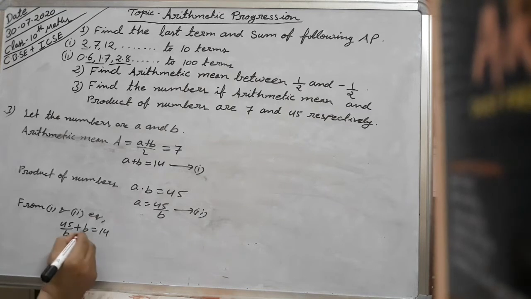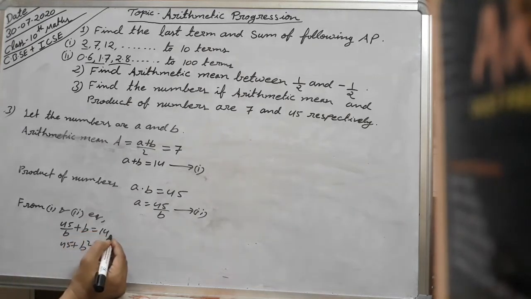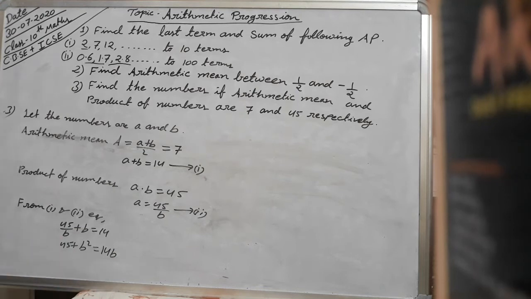Or 45 plus B into B, B square, is equal to, B will be taken as common, and it goes from denominator to numerator by cross multiplication. You will get 14B. Now, by seeing this equation, what are you thinking? It is a quadratic equation, because the highest degree of the terms is 2. Therefore, write it in the quadratic equation form: B square minus 14B plus 45 is equal to 0.